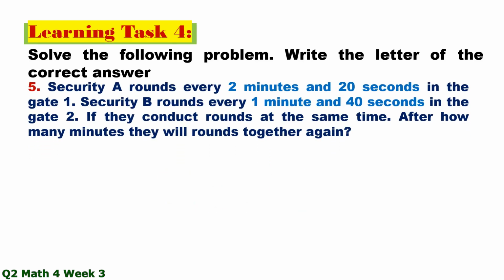Number 5. Security A runs every 2 minutes and 20 seconds in gate 1. Security B runs every 1 minute and 30 seconds in gate 2. If they conduct rounds at the same time, after how many minutes will they run together again?